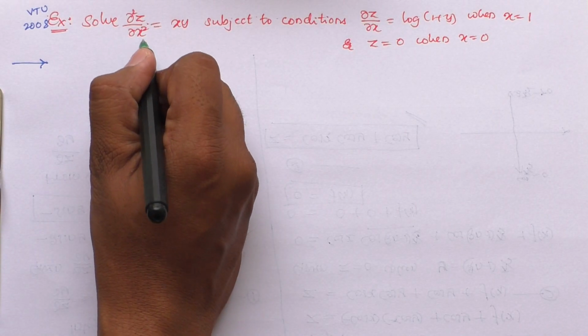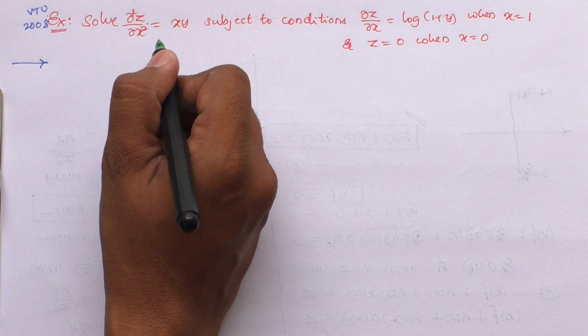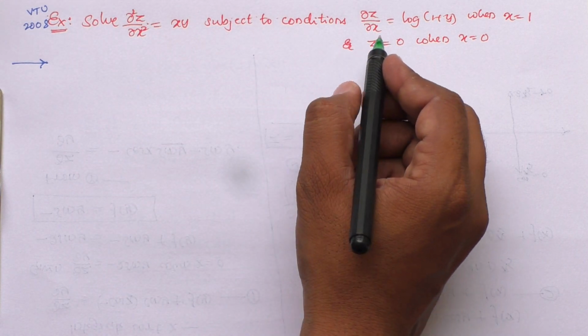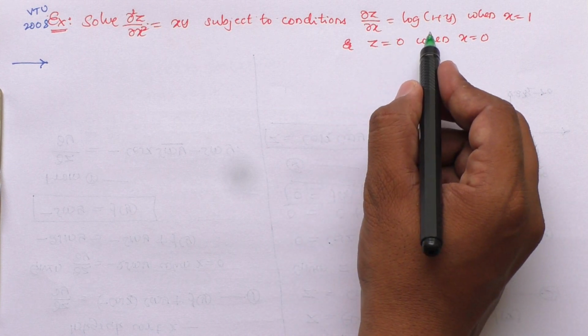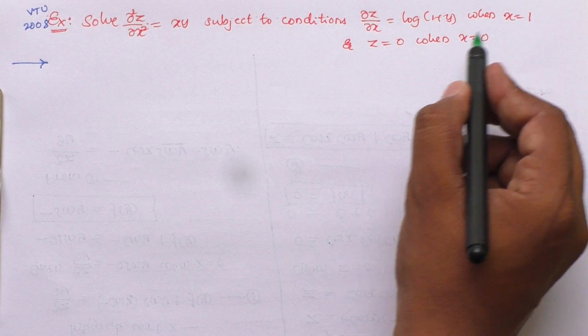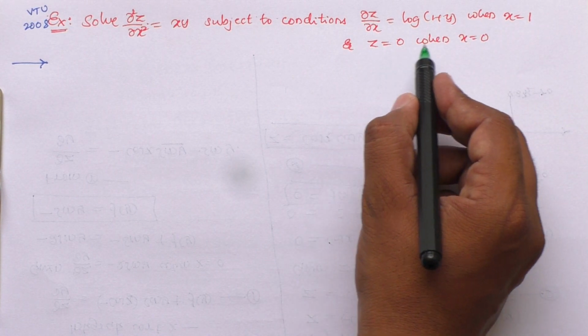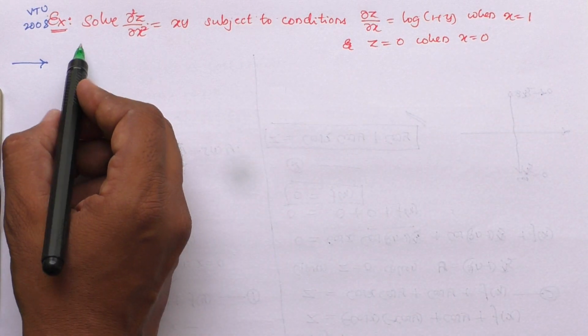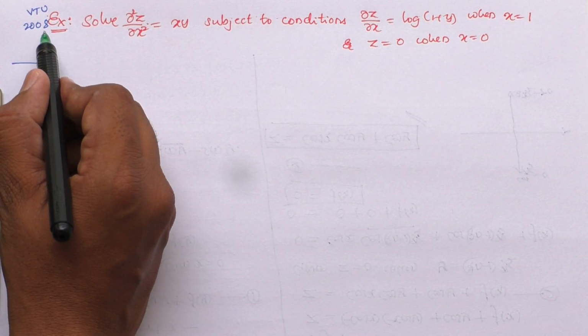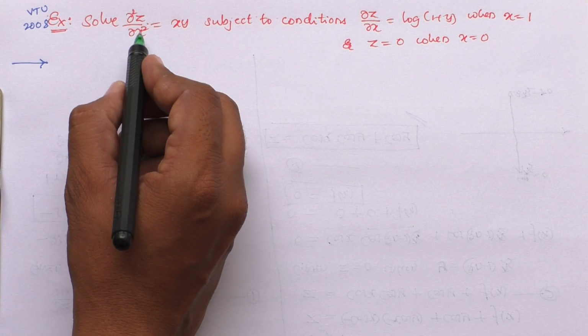Solve del square z by del x square equal to x plus y, subject to the conditions del z by del x equal to log of 1 plus y when x equal to 1, and z equal to 0 when x equal to 0. This was given in the VTU 2008 examination. So let us solve this.